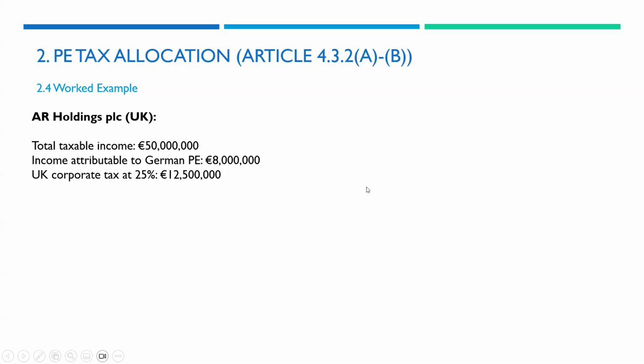Now, you can tell me, how much of the taxes on this 12.5 million will I allocate to the PE? You tell me.